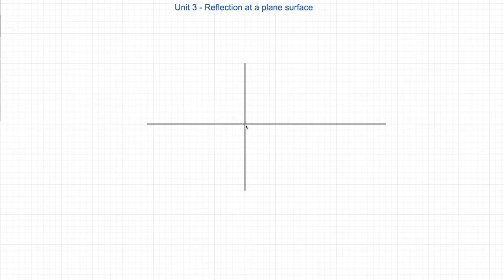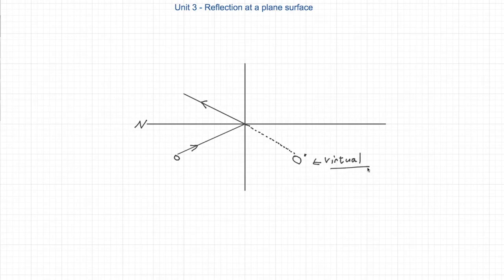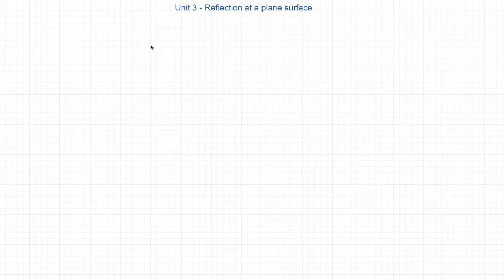I will draw another mirror and another normal and another incoming ray and a reflected ray. We'll put an object there, O. And if we extend the reflected ray back, that is where the virtual image of the object is at O prime. The same distance behind the mirror that the object is in front of the mirror. It's virtual because if you put a screen behind the mirror, you would not see the virtual image on that screen. The light does not actually pass behind the mirror.